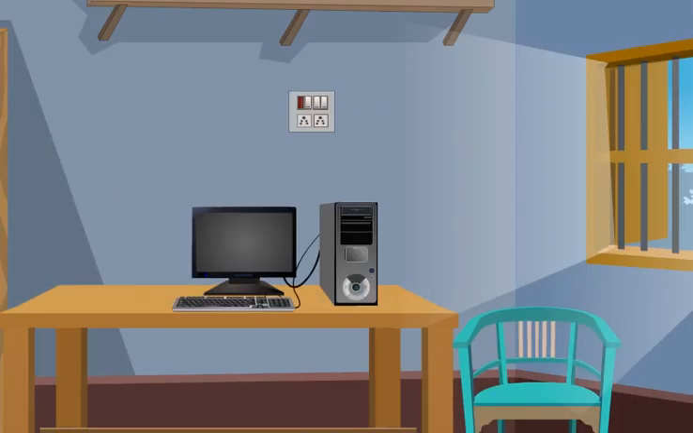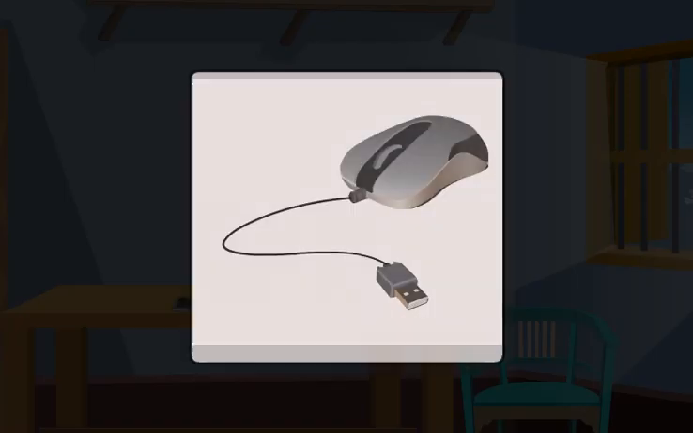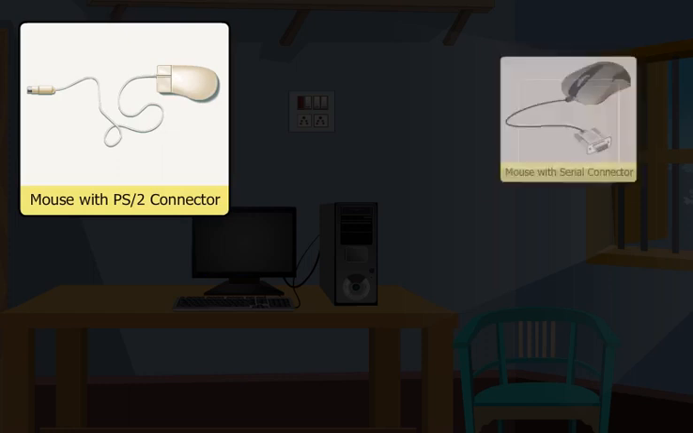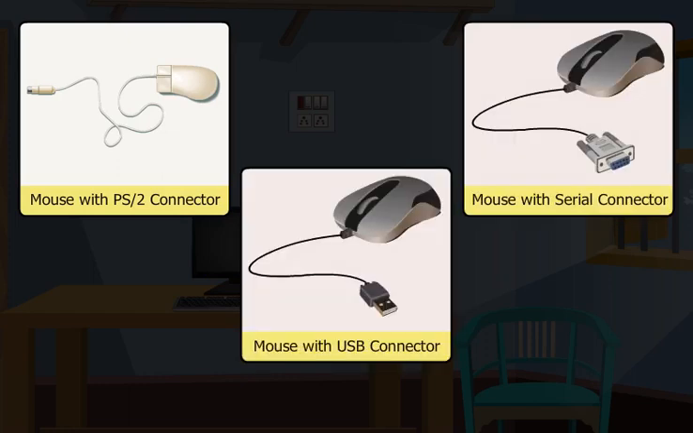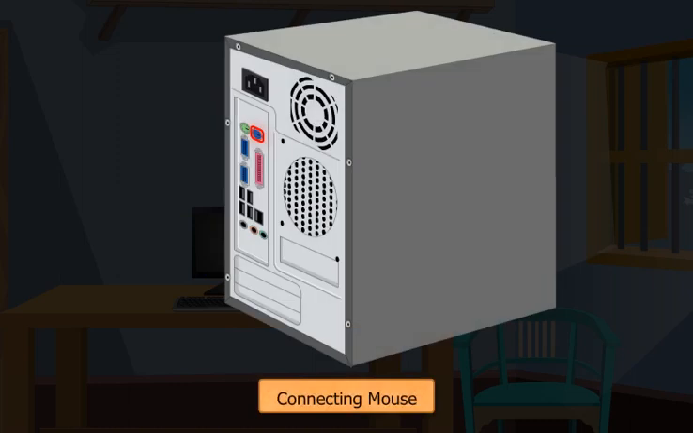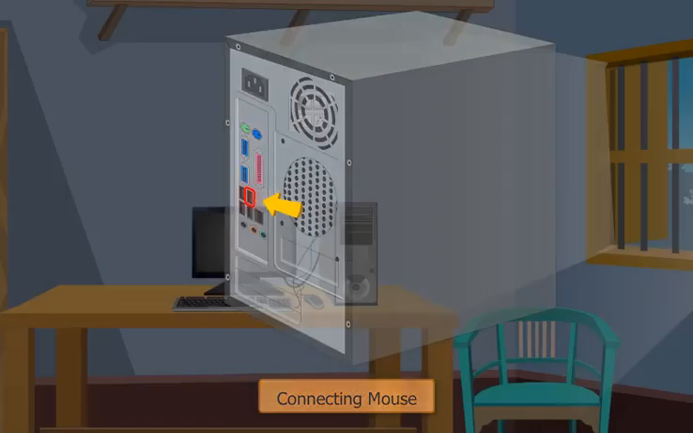After connecting the monitor and the keyboard, we need to connect the mouse. Mouse has three models of connectors. These are PS2, serial, and USB connector. If the mouse has a PS2 connector, connect it to the PS2 mouse port in the system unit. If the mouse has a serial connector, connect it to the serial port in system unit. And if the mouse has a USB connector, connect it to any USB port in system unit.